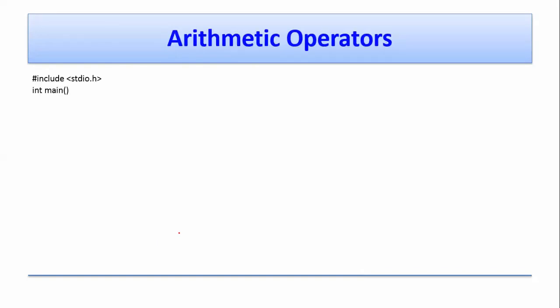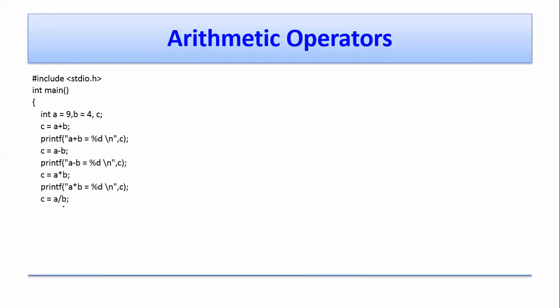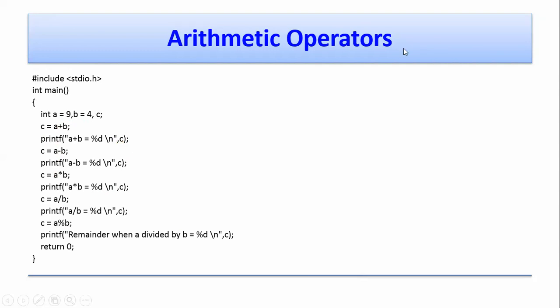And then this example is for the arithmetic operators. Here we have addition, this is subtraction, and then this is multiplication. This is division. This is modulus. In here A is 9, B is 4, then we need the answer for C. So let's see, I'll demonstrate.